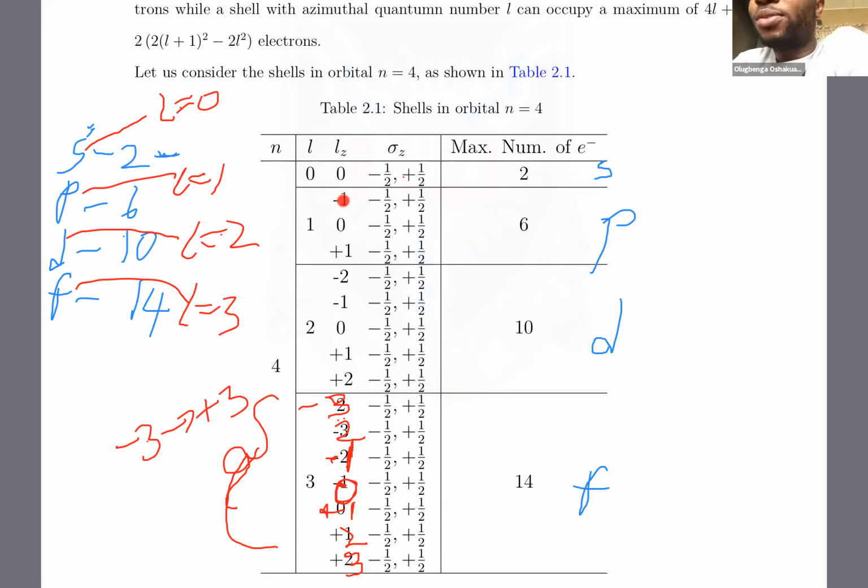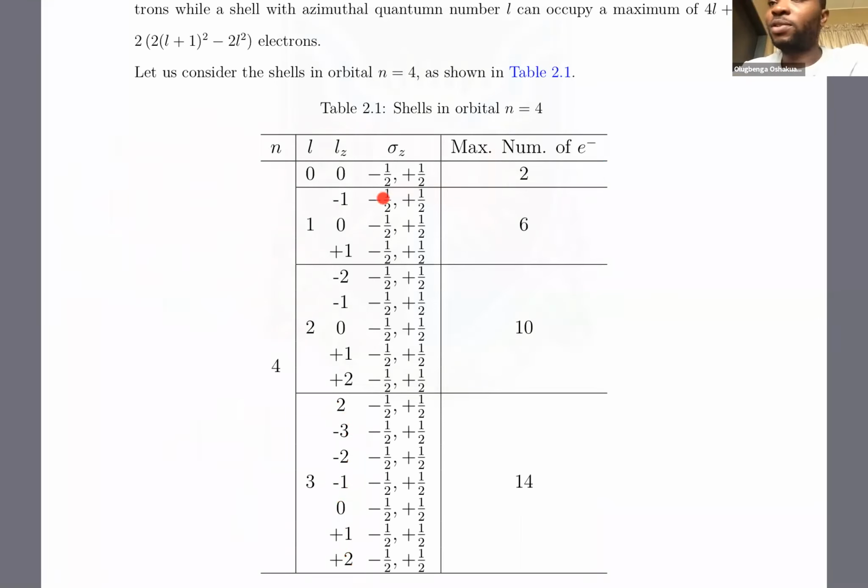The 2 electrons having this -1 have the same address until we get to the spin. One will be spinning up while the other will be spinning down. For that reason, on that particular shell, we'll have unique sets of quantum numbers. So I think I've done enough justice to that.